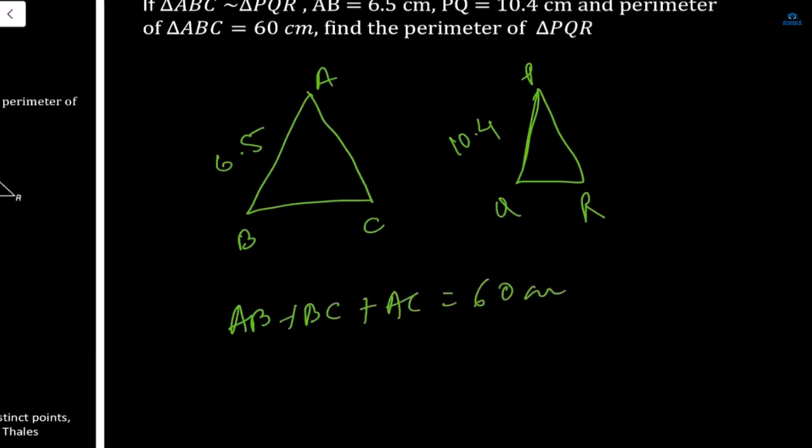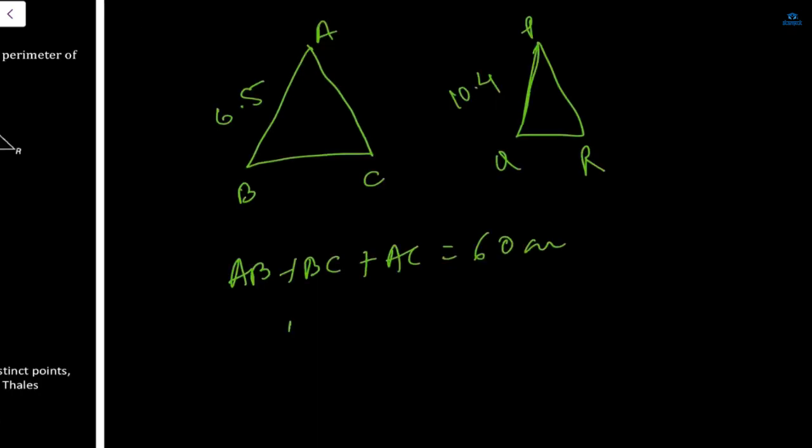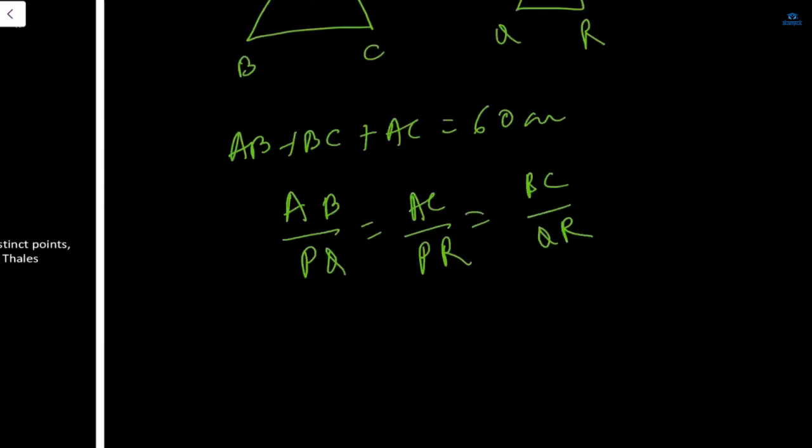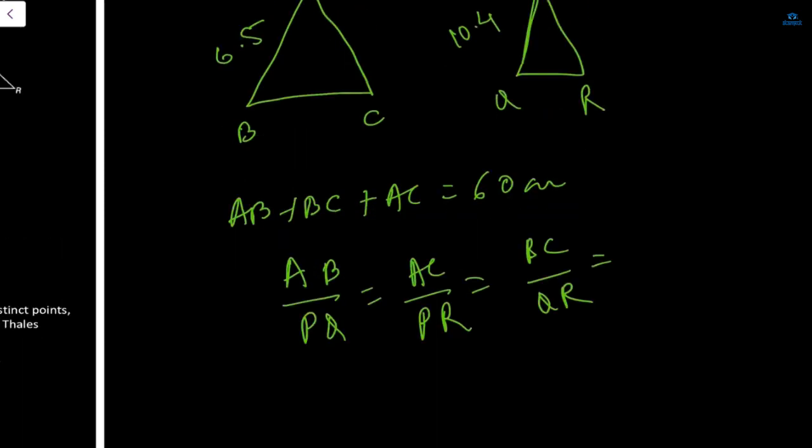Find the perimeter of PQR. One of the sides is given, and since the two triangles are similar, AB upon PQ will be equal to AC upon PR is equal to BC upon QR. So AB upon PQ is 6.5 upon 10.4. You can remove the point, so it will be 65 upon 104.